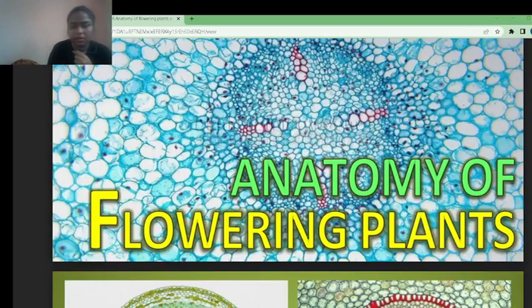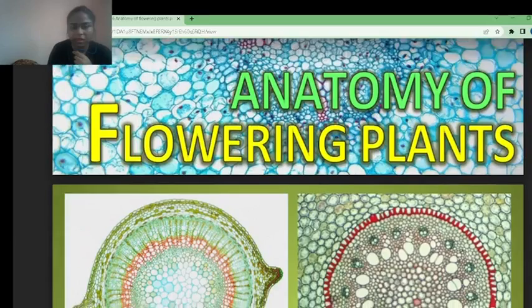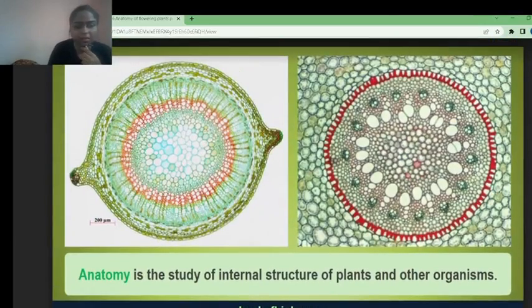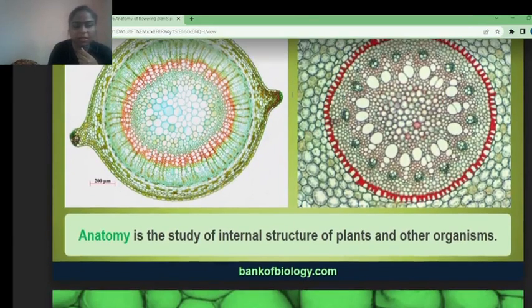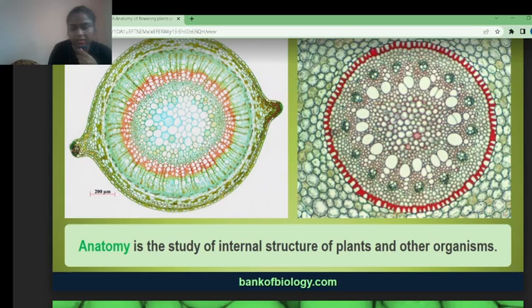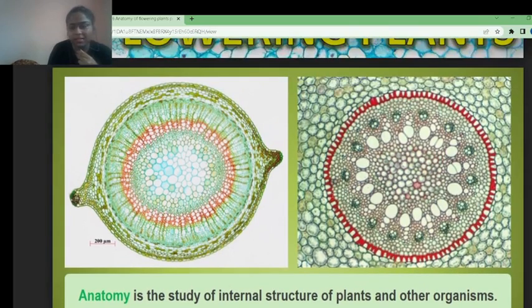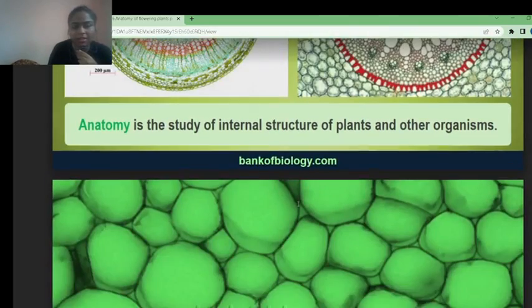As you can see, when you see the plant cell inside the microscope, it looks like this. So what is anatomy? Anatomy is the study of internal structure of plants and other organisms. Anatomy is not only related to plants, but it is the study of internal structure of any other organisms. You can see this is the inside structure of plant cell.